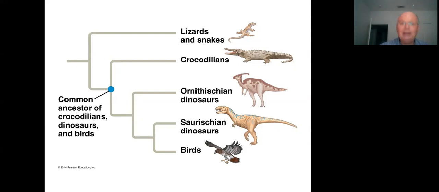So what are some features that are characteristics of birds that we might expect to be found in dinosaurs as shared characteristics that are not found in crocodilians? Well, obviously feathers are one. Another one that comes as somewhat of a surprise is the ability to maintain a high body temperature.